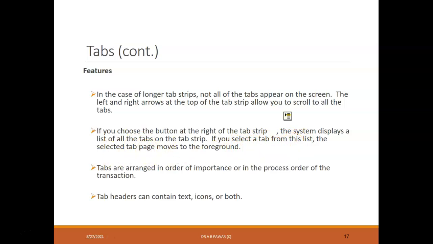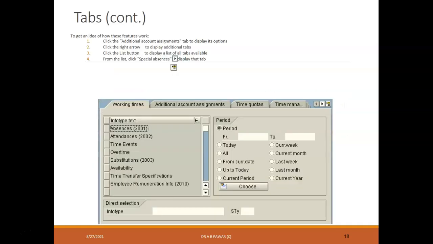They are arranged most of the time in an order of importance or in the process order of that particular transaction. Tab headers can contain text, icons, or text and icons together. It depends on how they are framed over here. Okay. See then, again more details are given here. Tab.